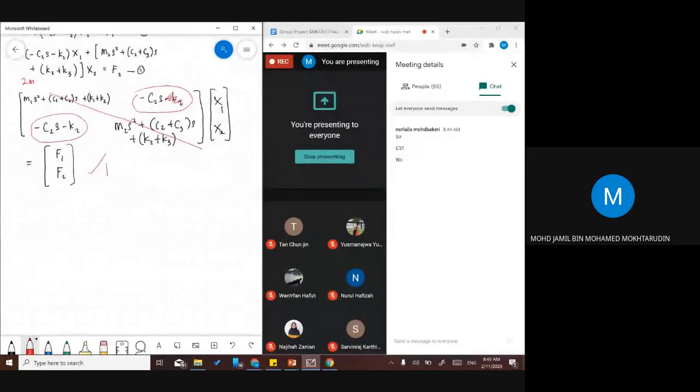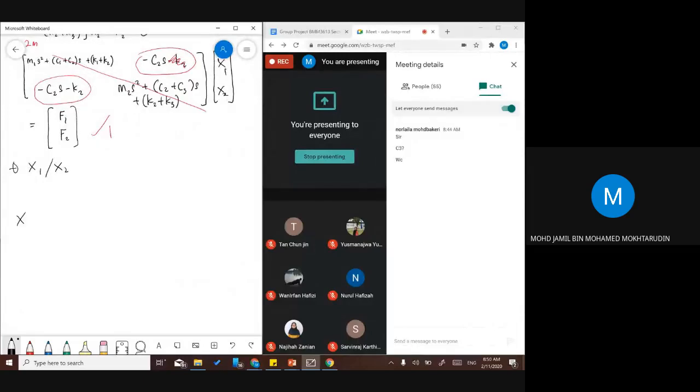Okay, so after you get into matrix form, then the question asks you to find x1 over x2. Okay, so the first thing you need to do is to use Cramer's rule. Okay, so first x1 is determinant of f1 f2, negative c2 s minus k2, m2 s squared plus c2 plus c3 s plus k2 plus k3. Okay, kalau rasa macam panjang sangat, buatlah something untuk mudahkan diri anda. So, let's say D equals determinant of M1 S square plus, ni saya tak tulis panjang sangat.